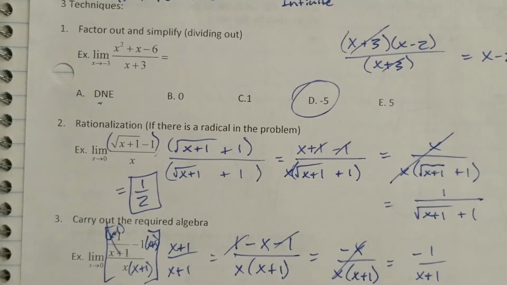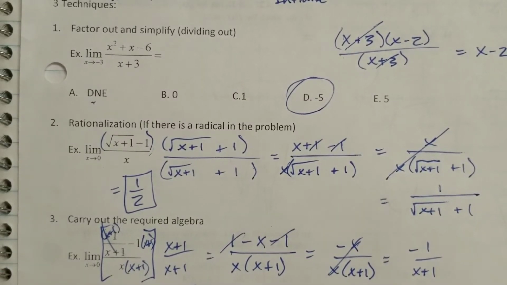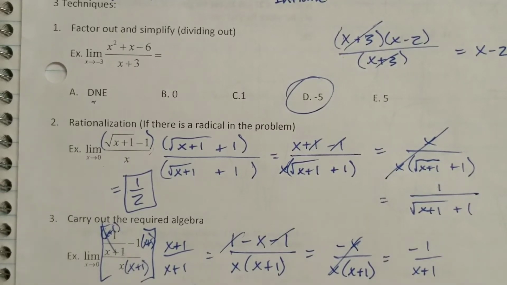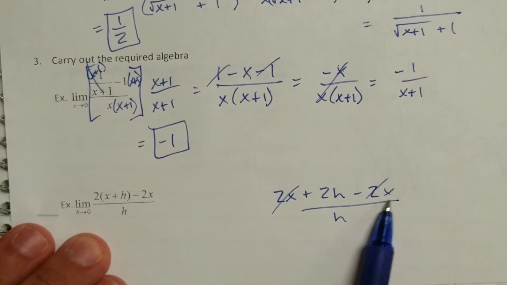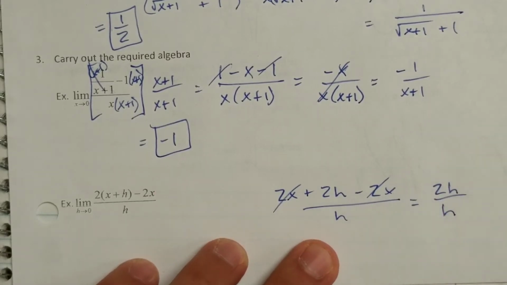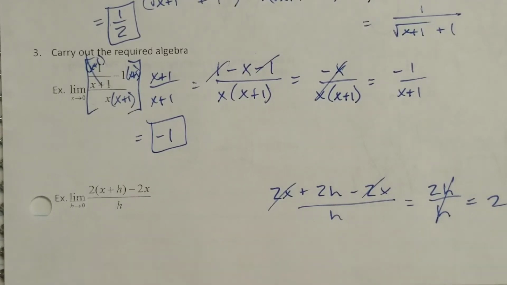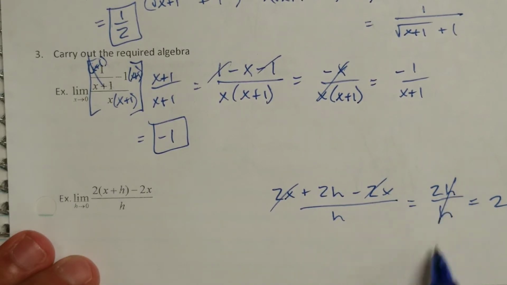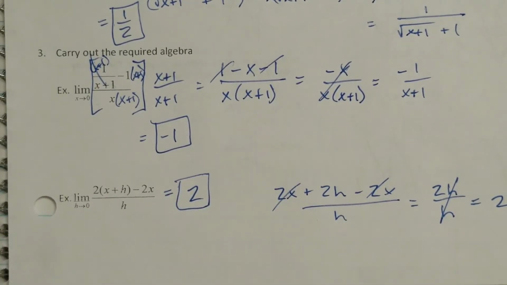Last one, same concept. If I plug a 0 in, we know it's discontinuous at 0, appears to be an asymptote, but we're going to go ahead and check it out. So distribute that 2. Minus 2x. You can see these two will cross out. We're left with 2h over h. Those cross out, and you're left with a 2. So there's a hole at h equals 0. So the limit is 2.